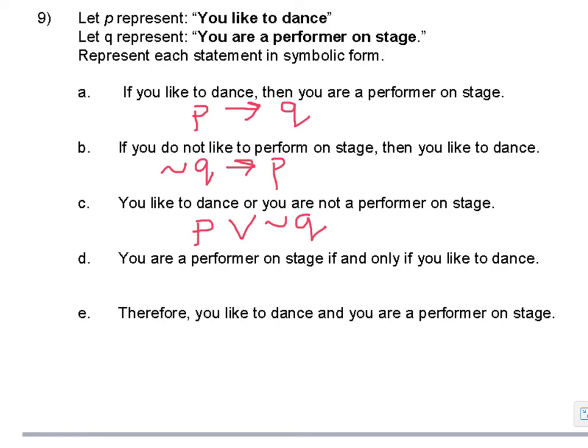D says you are a performer on stage, that's Q. If and only if, so put this arrow in there, you like to dance, P. And E, therefore you like to dance, therefore, the three dots, you like to dance is P, and, upside down arrow, or right side up arrow, and you are a performer on stage, Q. And that's it.